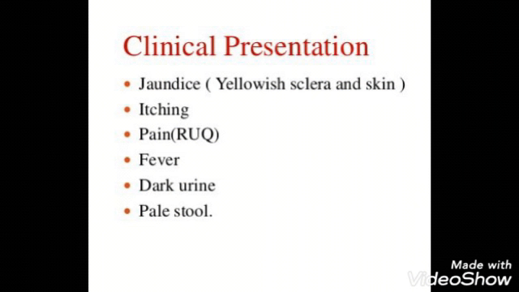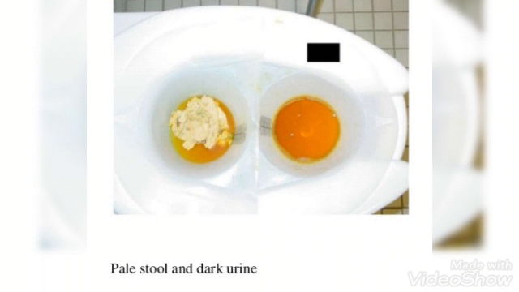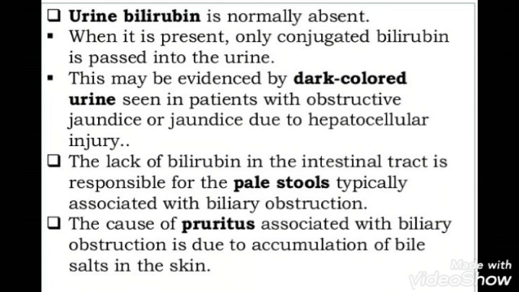Symptoms present are itching, intense itching, that is pruritus, right-sided hypochondriac pain, fever accompanied with chills, rigor, lethargy, anorexia, nausea, vomiting. Bruising from the skin, easy bleeding of the gums, scratch marks, ulceration are due to the deficiency of vitamin K, that is fat-soluble vitamin. There is pale stool and dark-colored urine.